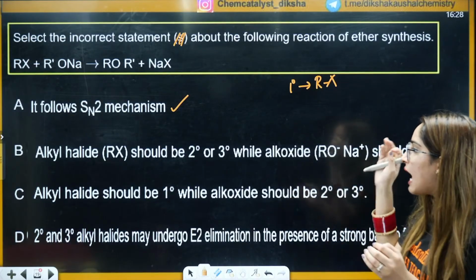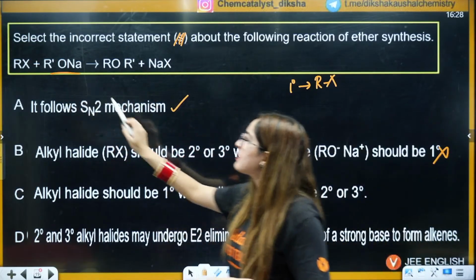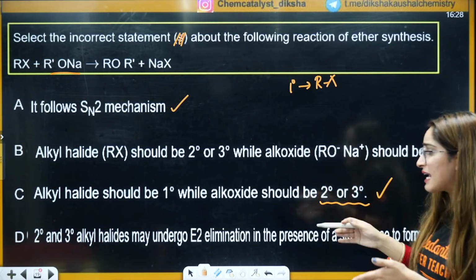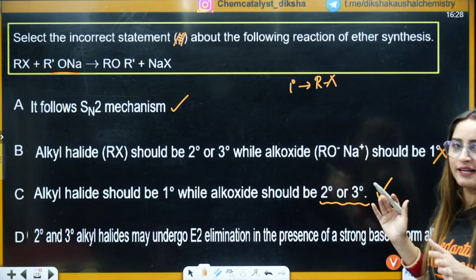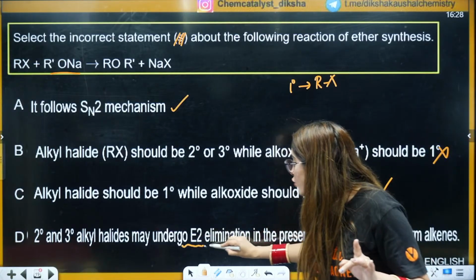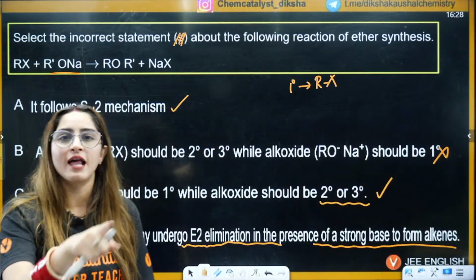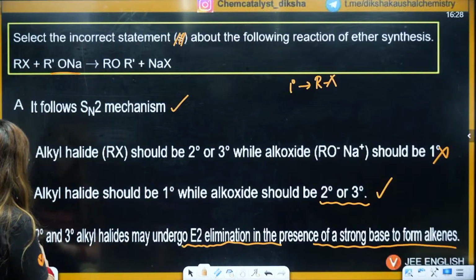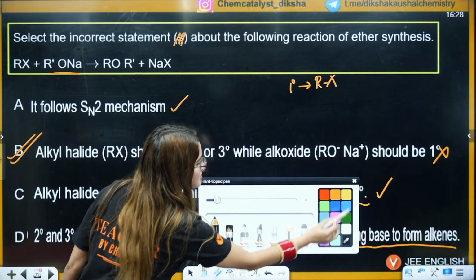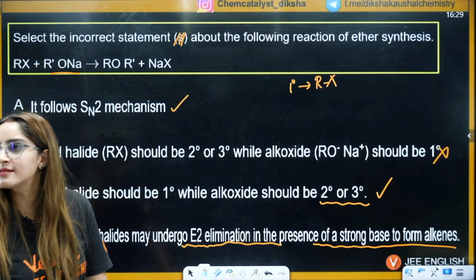Let's see the third one. Alkyl halide should be primary, while alkoxide, that is RONa, can be 2 degree. That is true. Now let's say you have a 2 degree or 3 degree alkyl halide. Then what will happen? It will undergo E2 elimination in the presence of strong base to form alkene. That is the reason the alkyl halide should be primary. So that is also true. So the incorrect statement is B, that is the correct answer here.